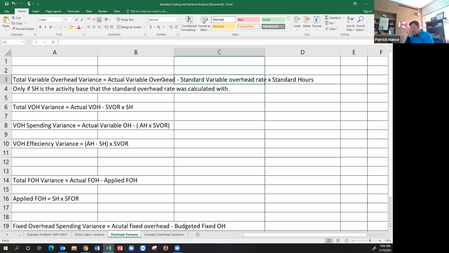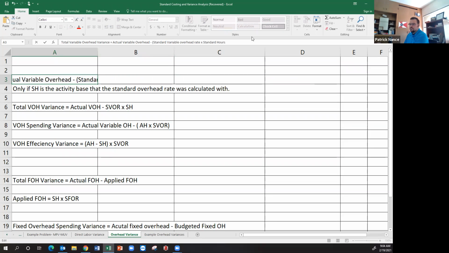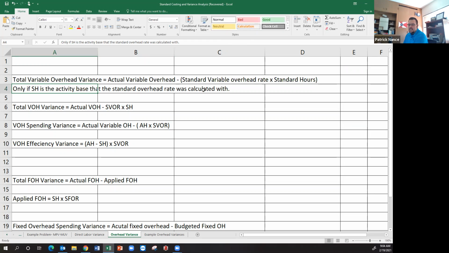Now, I want to specify here and make a note of it that this says standard hours because that is the activity base they chose to use as their driver for the variable overhead. But really, this amount here would be whatever they chose as their activity driver. If it's machine hours, if it's whatever it is, that's what they would use to find my overhead variance. So actual variable overhead minus standard variable overhead rate times my standard hours.